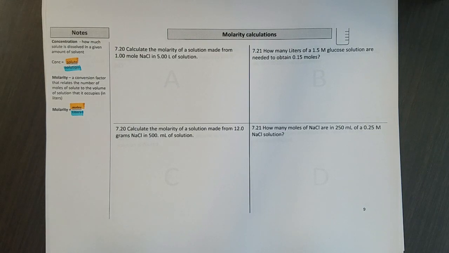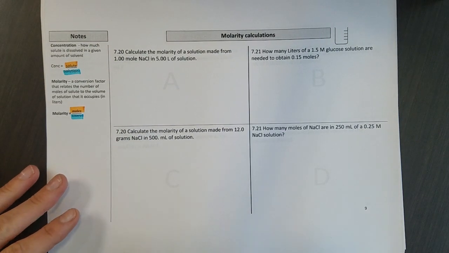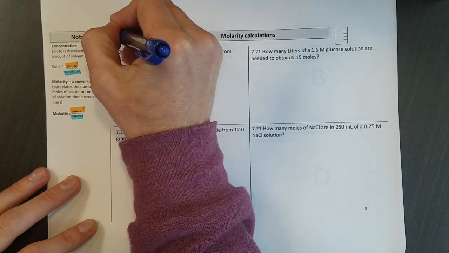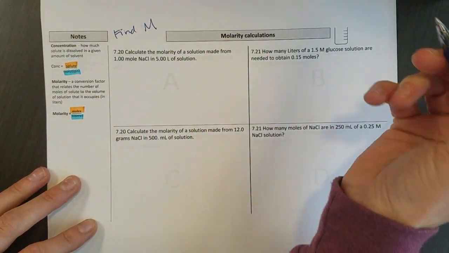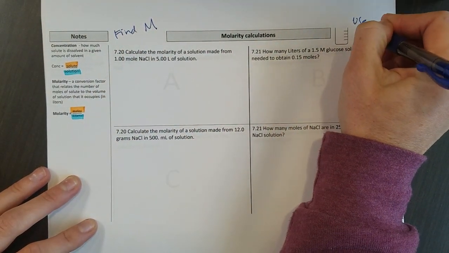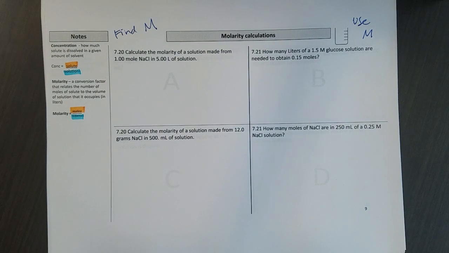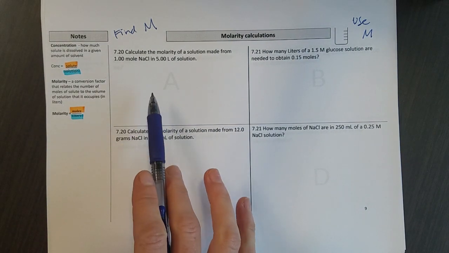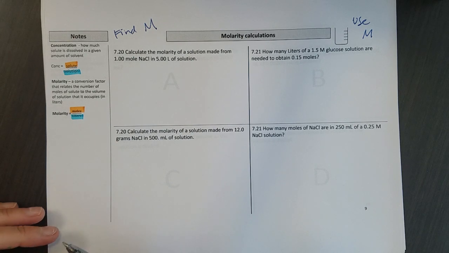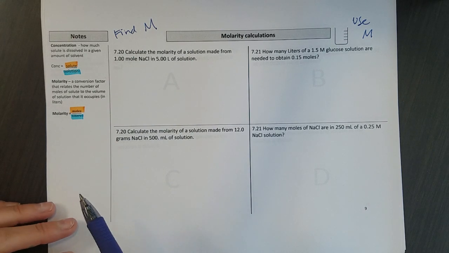And again, like we've been doing with the solution problems, we're going to look at two different types. One type of problem where we find molarity, and then another type of problem where we use the molarity. So let's do a very challenging problem here to start with, and then I'll leave the easy one for you to practice on. Also do all the problems in your book related to this.